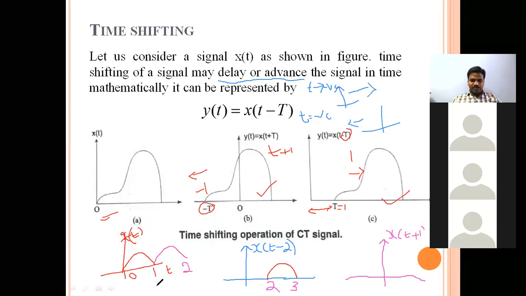Now see here, this is the basic one. Please try to forget about this one. What is the basic signal? Basic signal is defined from 0 to 1 only. If the signal is advanced by 1 unit, obviously you will be able to get the signal which is defined from -1 to 0. Okay, this is delayed by 2 units and this is advanced by 1 unit. This is the basic example of this particular case.